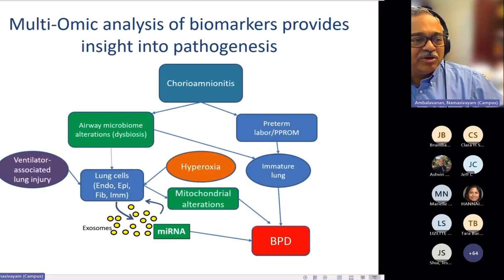So basically, if you want to put all these things together, it suggests that there are some unifying pathways. For example, chorioamnionitis leads to abnormal microbiome, which also leads to mitochondrial dysfunction. And these also are associated with increased exosomal release of specific microRNA, which affect different cellular pathways, and all that result in BPD. So not only are they biomarkers, but they're potentially involved in the pathophysiology too.